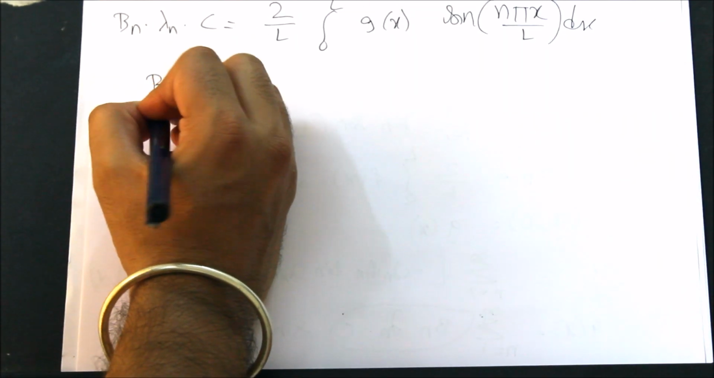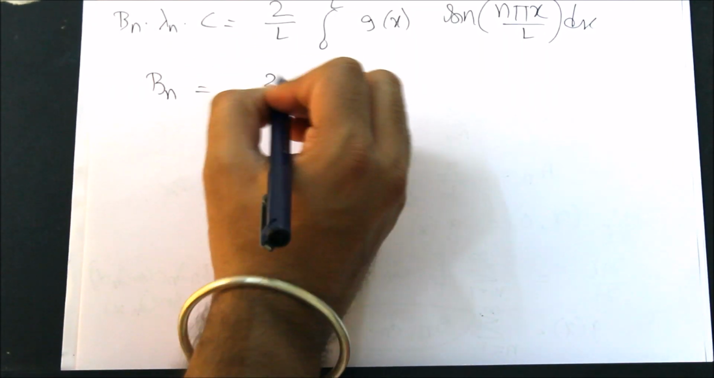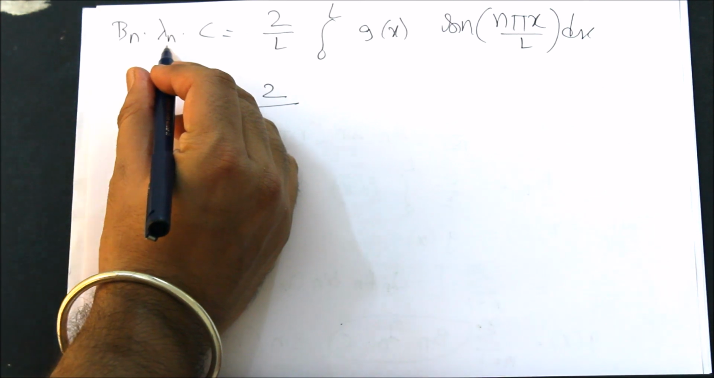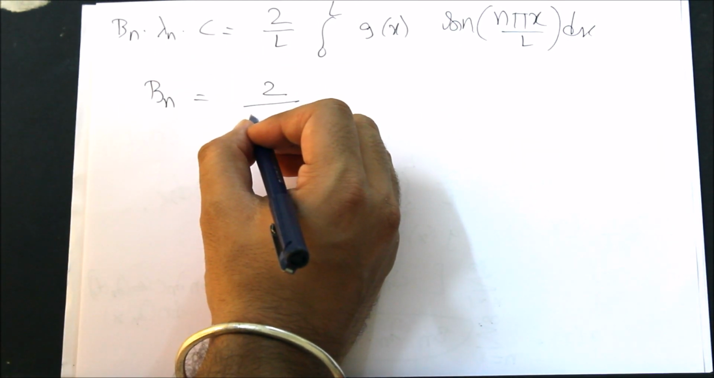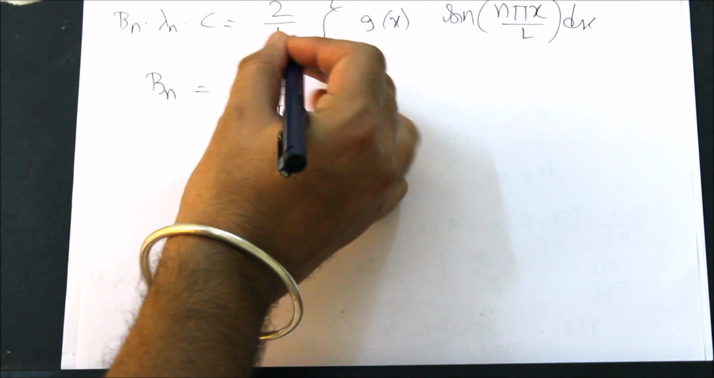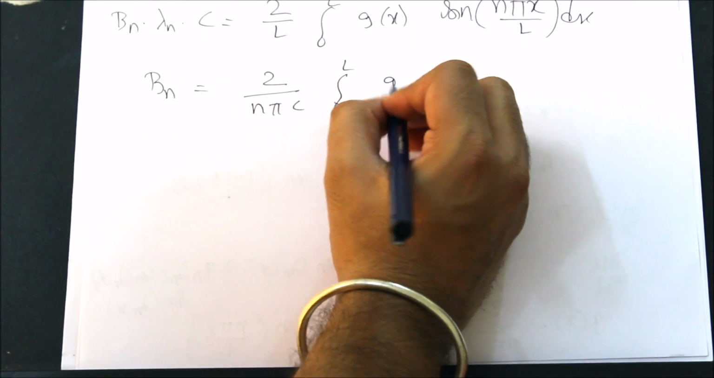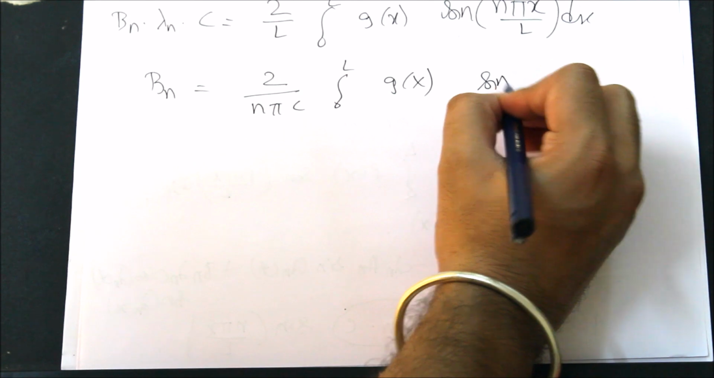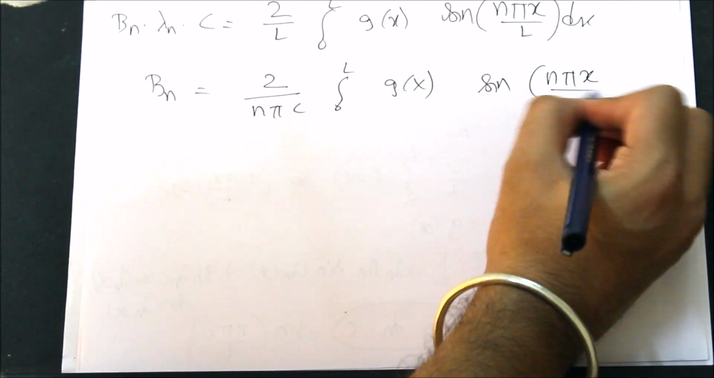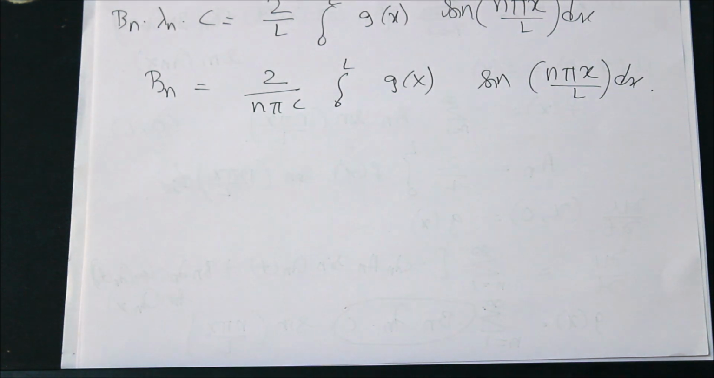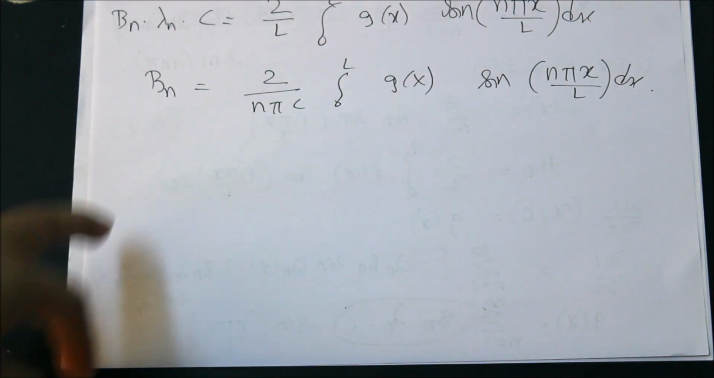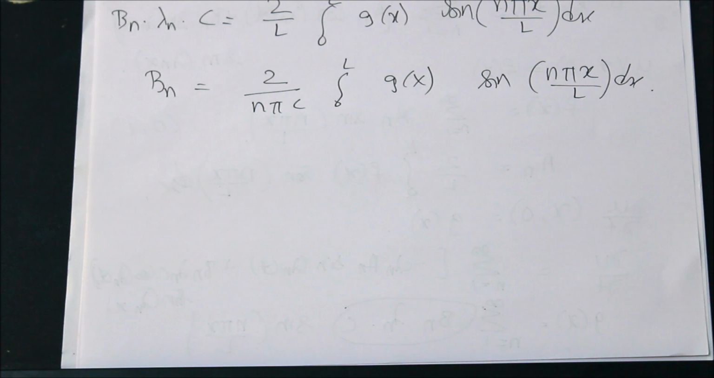So what are my bn's? My bn's are nothing but 2 upon, what is lambda n? It is n pi upon L. So it is nothing but 2 upon n pi c, L and L will go away, integration 0 to L g of x sine of n pi x upon L dx. So once I know the initial velocity, I can find my bn's, and to find an's we will need the initial displacement.